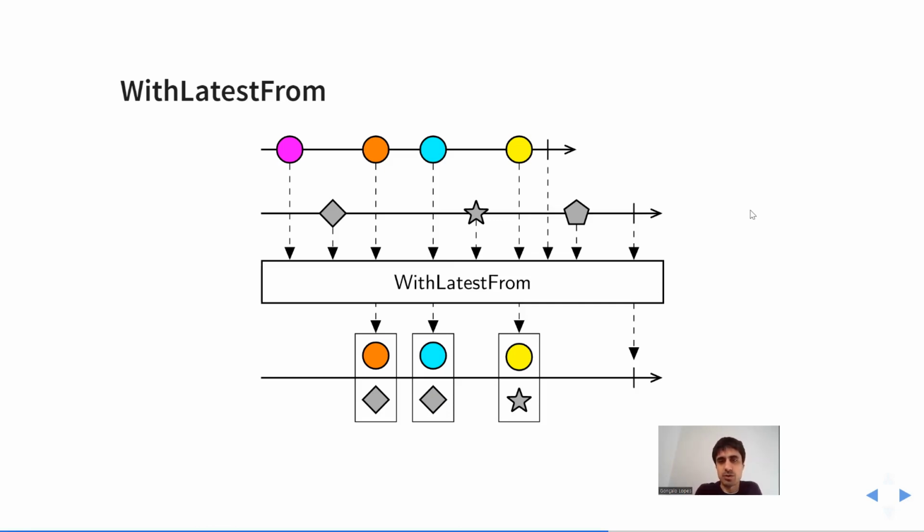If you know that you have one data stream that is much faster than the other ones, and you just want to take the latest value, in time, you can do it like this.